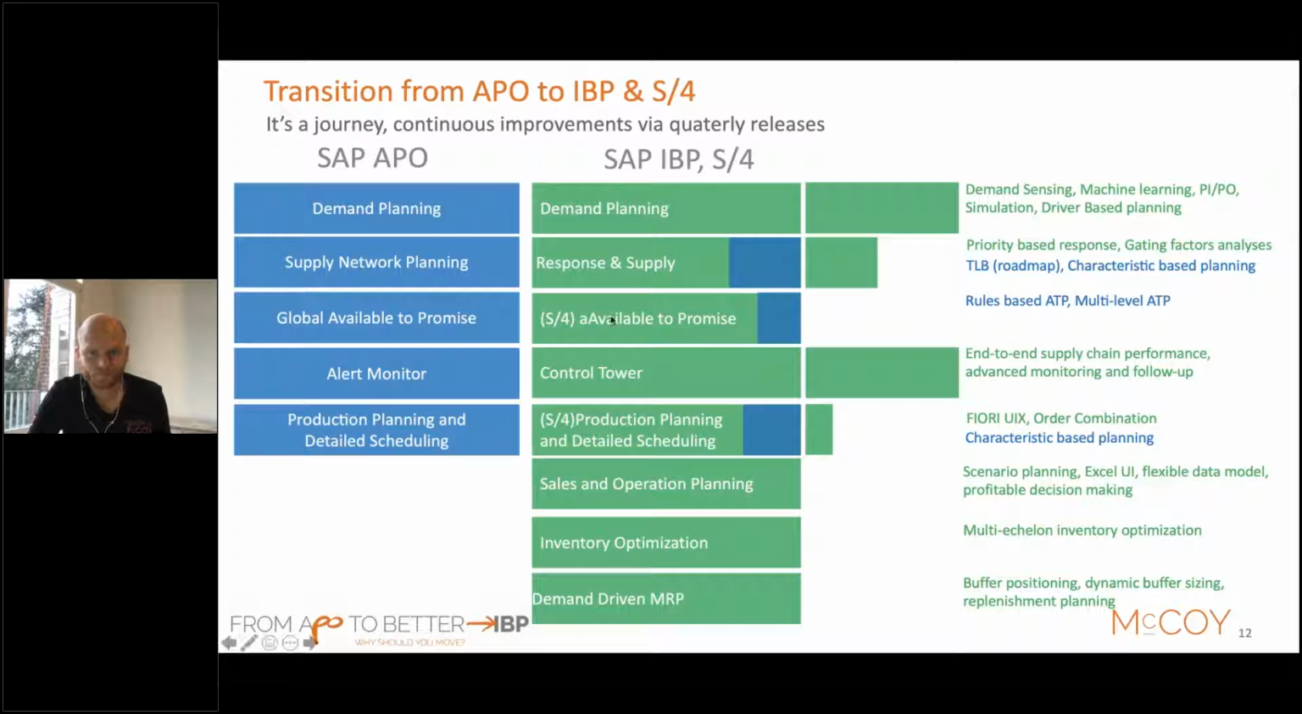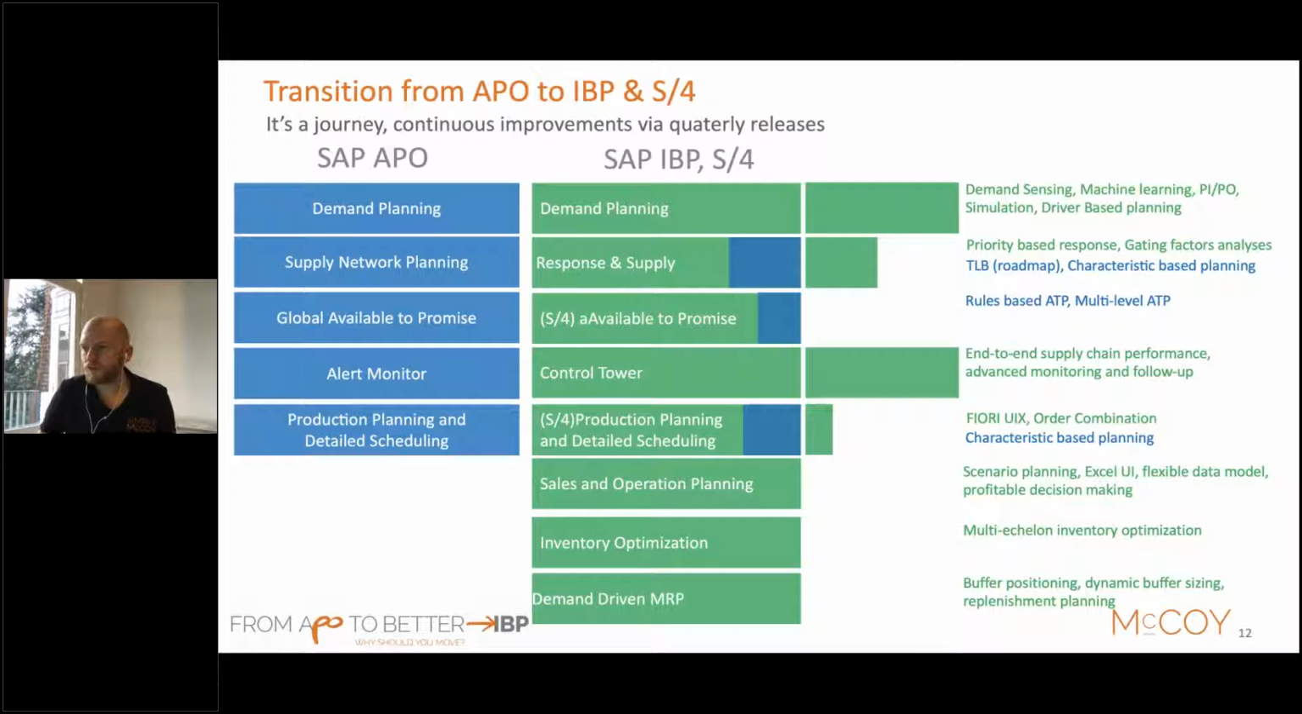as that part of the solution will be included as well. Global available to promise, this will move to the S/4HANA suite. Within the global ATP, at this moment, not all the functionality of the rules-based ATP are there, but there's also a roadmap on that area. And in the next years, there will be a lot of improvements, and it also depends on your process. Control tower, where we had the alert monitor before, will really help the business to identify the exceptions and the gaps within your supply chain. And there's a lot of benefits in IBP compared to the APO solution.